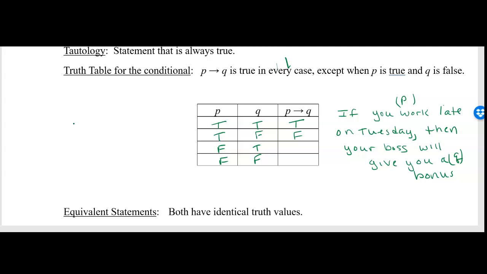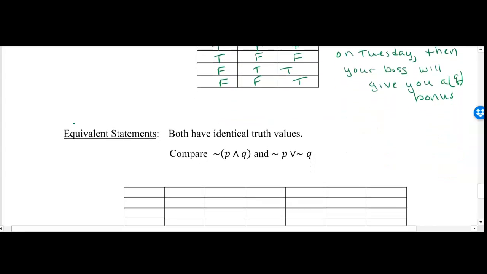And then what if they both didn't happen? So you didn't work late and your boss didn't give you a bonus. Well, that's true. You didn't meet the condition. So the only time this is going to be false is when you met the condition but didn't get what you were supposed to get. So a T followed by a false, that's the only time it's false. And we'll get into that in another video.